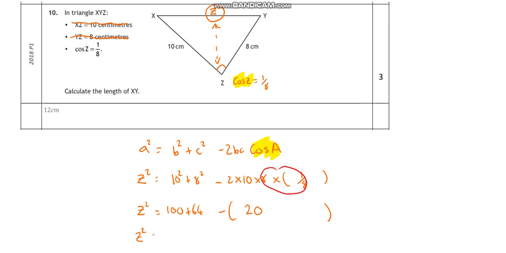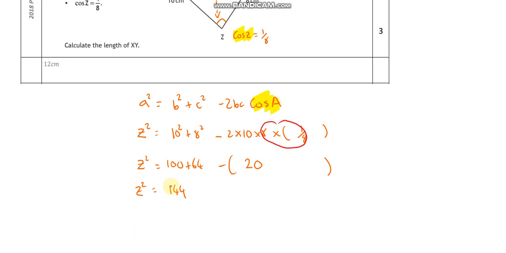So z squared is equal to 164 take away 20. So that's 144. And this is the bit people kind of leave it at. They think, right, I finished it. If you don't keep writing this down, you will make the mistake and just finish off at 144. But z is then the square root of 144, which is equal to 12.